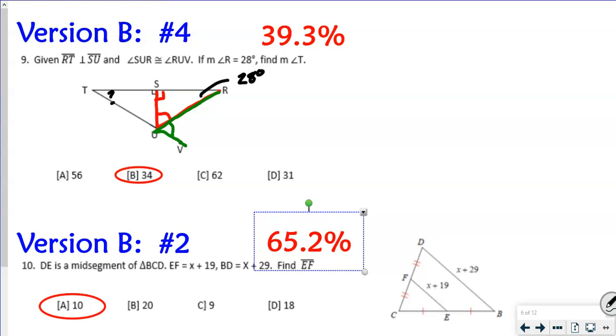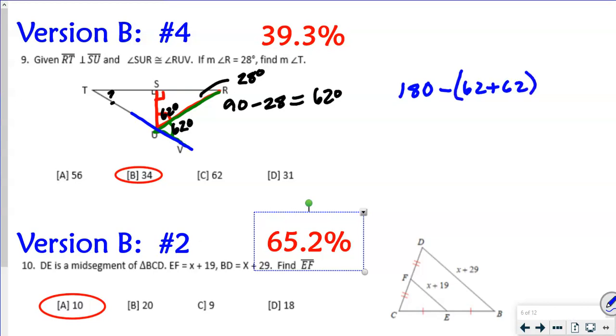So hopefully you know that if 90 was used, then we can just take 90 and subtract 28 from it. And when we do that, we're going to get 62, right? So that means this angle right here is 62, and if the other one's congruent, it's also 62, right? So now hopefully you can see that these angles form a straight line. Y'all see that? What's the measure of a straight line? 180, right? So we're going to say 180 minus 62 plus 62, right? So that's going to be 124.